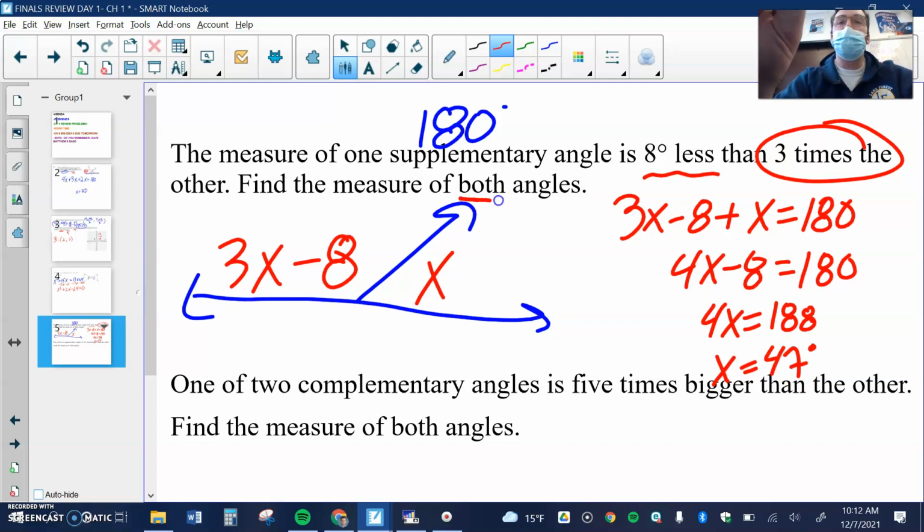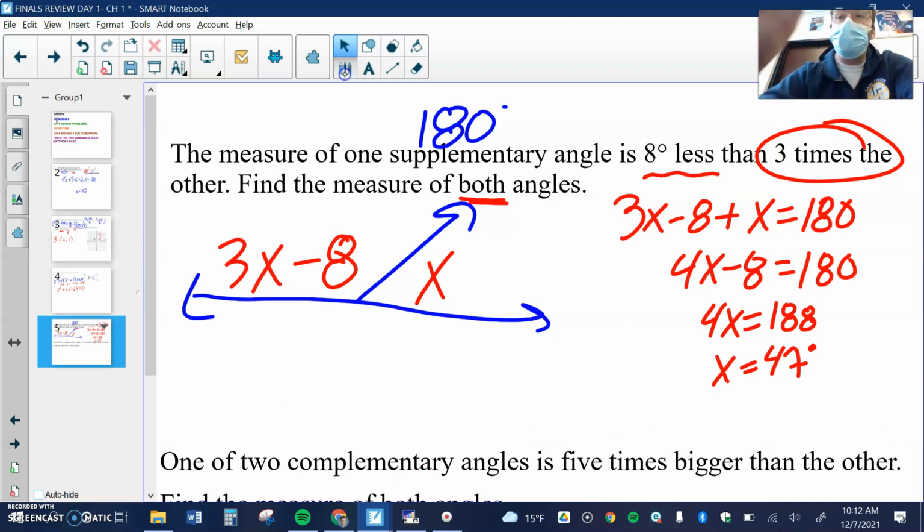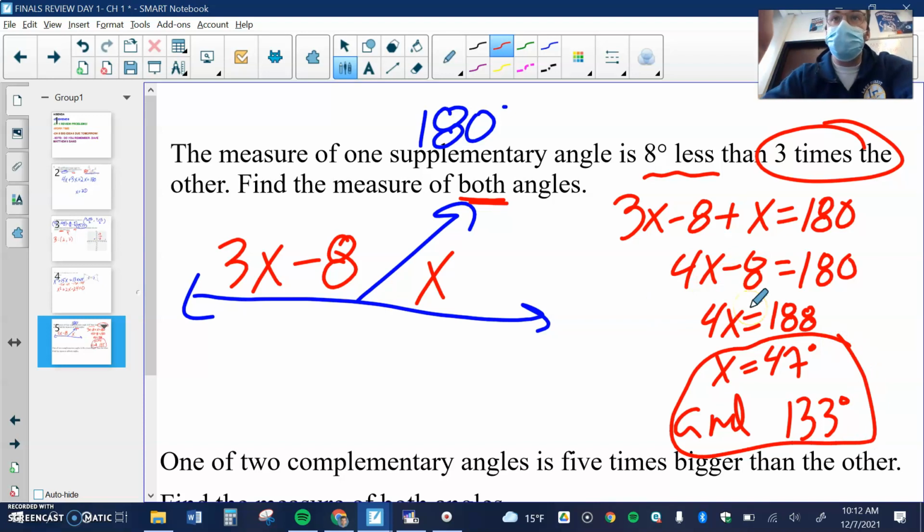Now, I want to find both angles. To find the second angle, I can plug 47 in here for x. Or, since they're supplementary, I can just subtract 180 minus 47. And 180 minus 47 is 133 degrees. So my two angles are 47 and 133.